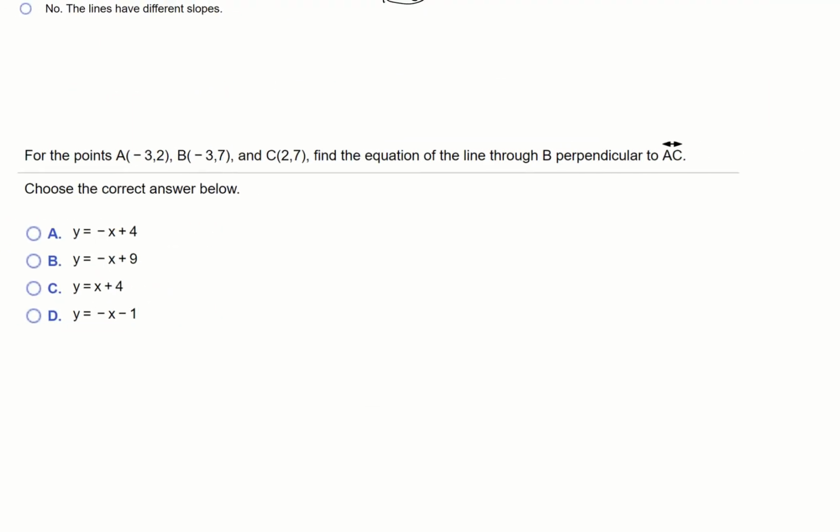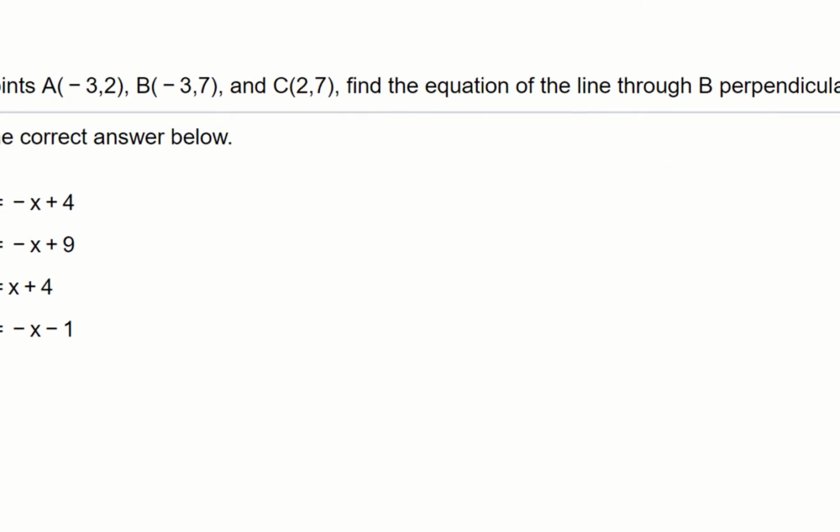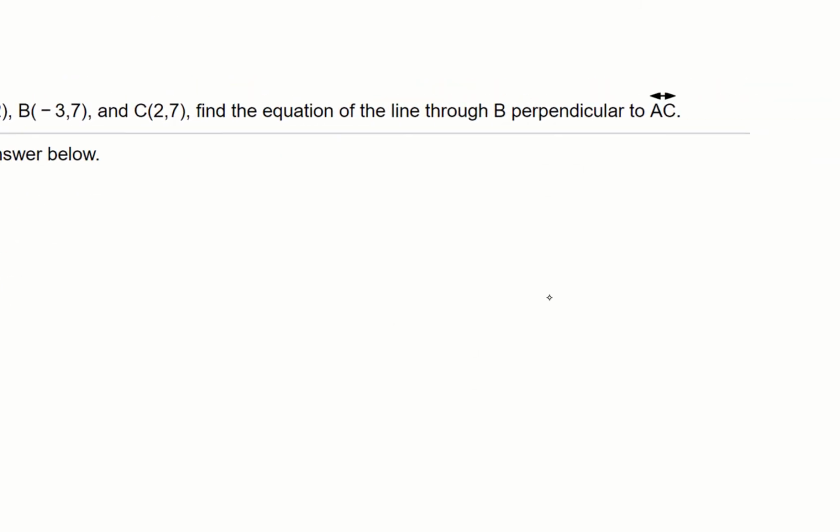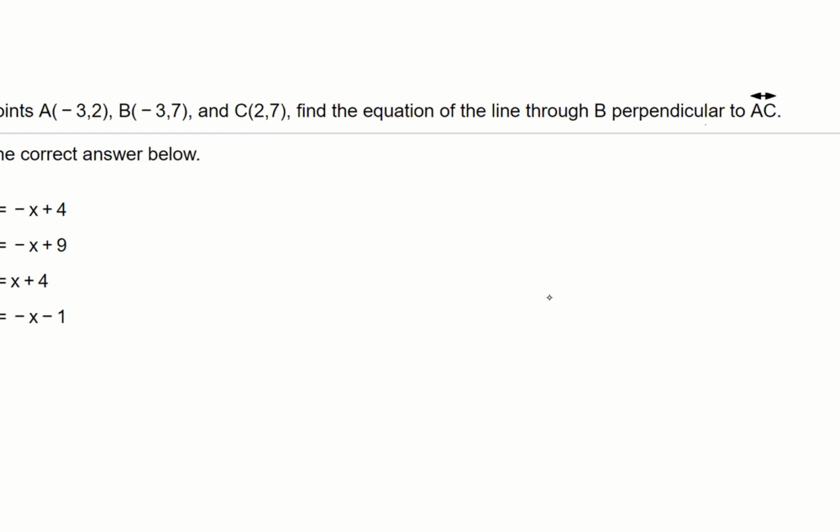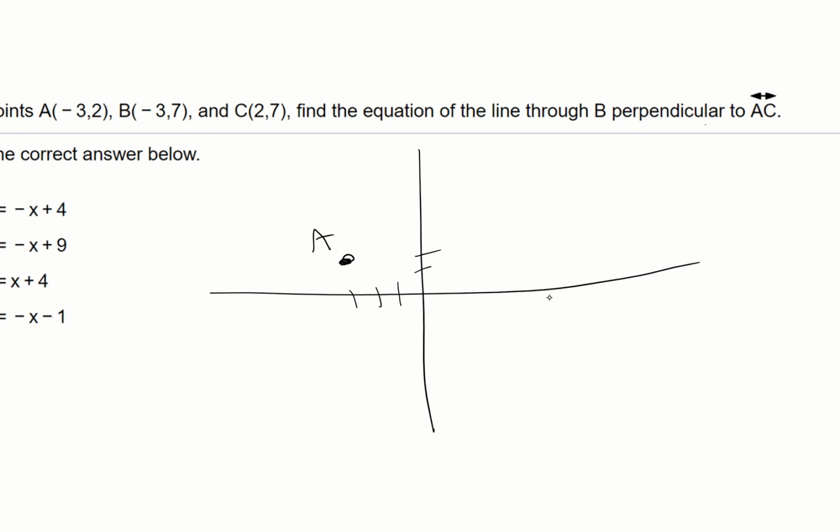Okay, last problem. For the points A, B, and C, find the equation of the line through B that is perpendicular to AC. Basically, if we were to roughly map this out, this is A. B is (-3, 7), so -3 and then up 1, 2, 3, 4, 5, 6, 7. So B is around here. And C is (2, 7), so this is C right here.